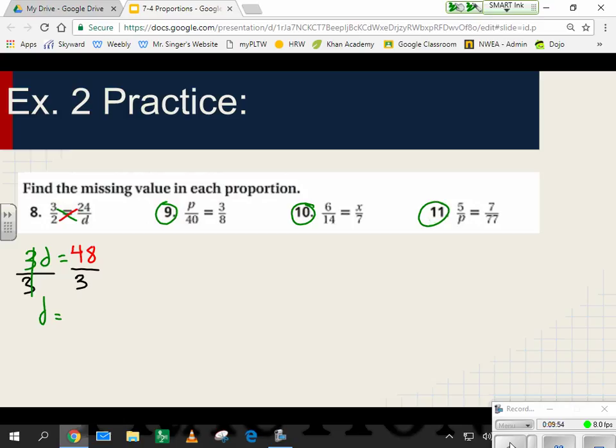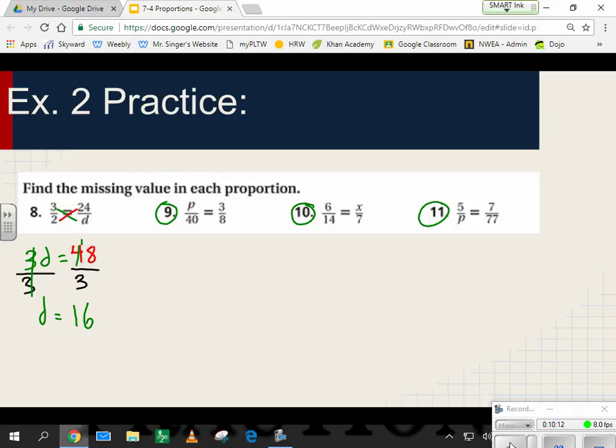Well, I know 3 goes into 4 once with 1 left over, and then 3 goes into 18 6 times. So your answer is 16. So I did one with you, and now it's time for you to do the next 3. Your work should look exactly like mine.